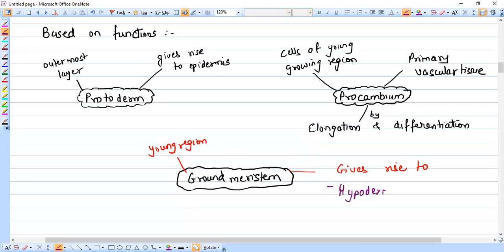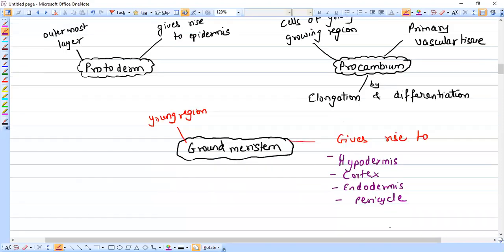hypodermis. Inner to hypodermis you will see the cortex. Inner to cortex there will be endodermis. Inner to endodermis you will get pericycle. Inner to pericycle you are going to get medullary rays, and finally you will get pith. So this all becomes the ground meristem, and this is what the entire meristematic tissue is all about.